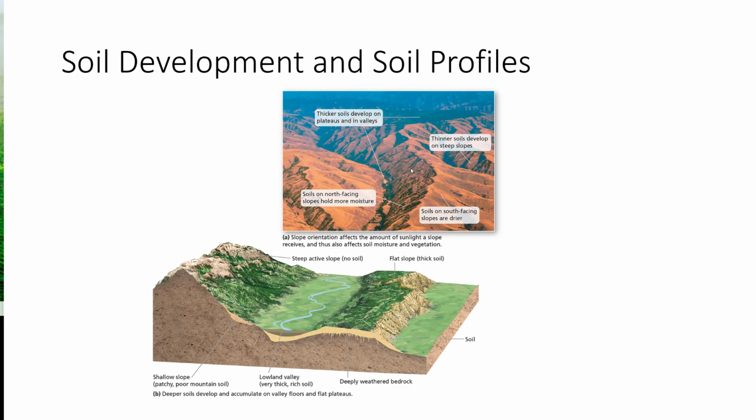Here is a drawing. This is an aerial image on the top. At the bottom, we see a drawing, and it's showing you that on the steep slope, there are, in fact, places where there's no soil at all. It is too steep for soil to take a foothold and remain. There are places on this, what would be a mountain structure, that do have soil, as evidenced by the vegetation. The flat slope has thick soil. And then if we consider the lower part of this surface portion, we have a shallow slope and it's poor, patchy mountain soil. In the lowland valley, we have very thick and rich soil.